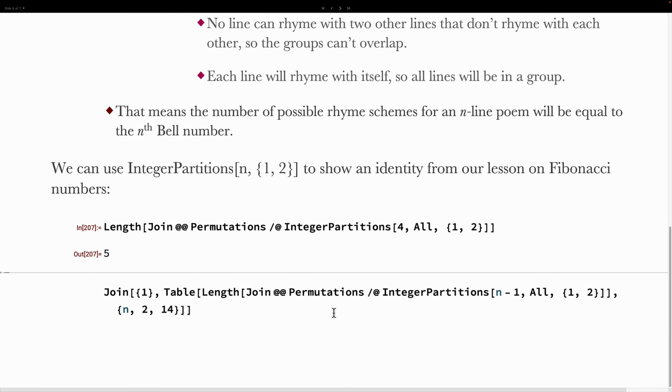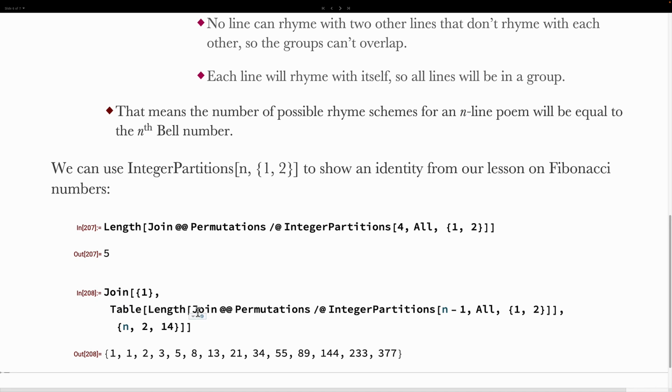Now that's not that interesting in and of itself. However, if we take a table of that piece of code, except with 4 as n minus 1, and n going from 2 to 14, then we can see a bit of a pattern start to arise. We get 1, 1, 2, 3, 5, 8, 13, and so on and so forth, which is really cool because we just found the Fibonacci numbers using only integer partitions.